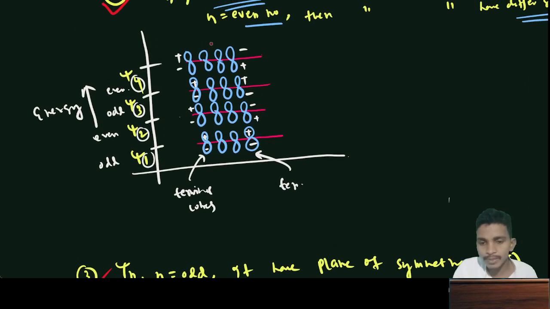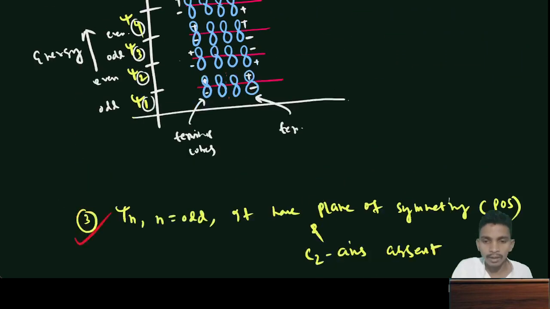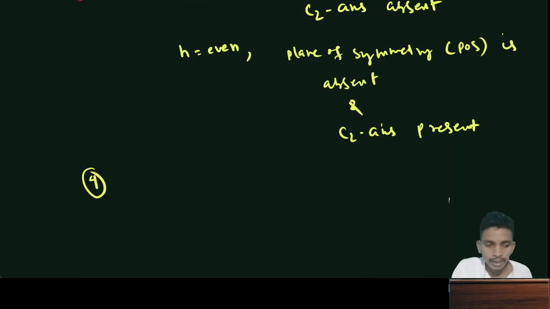Plane of symmetry means you have to look from the middle. So let's say it's here. So what is that? The terminal lobes and the plane of symmetry. Okay, before that there is another point, the fourth point. Another point is about the nodes.